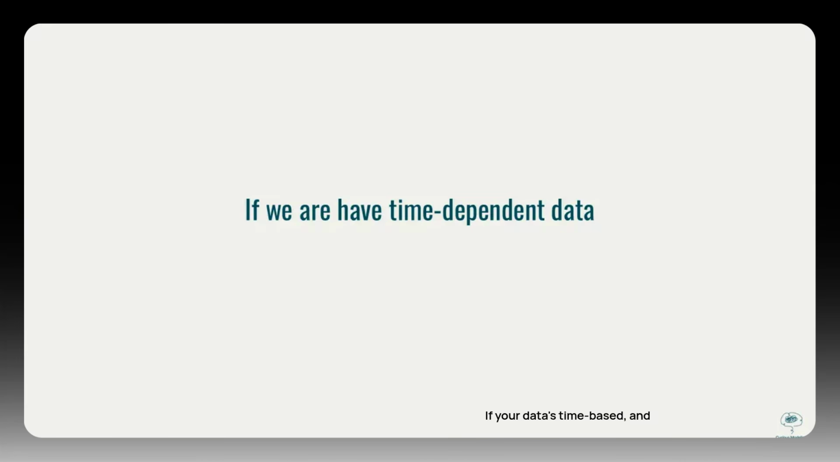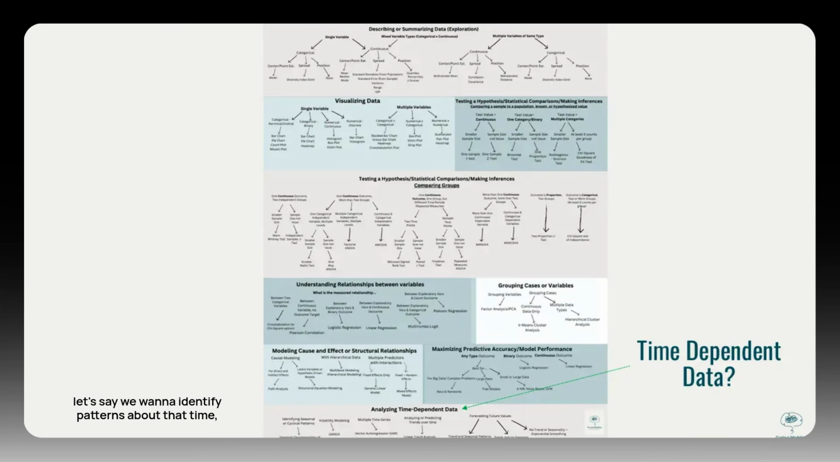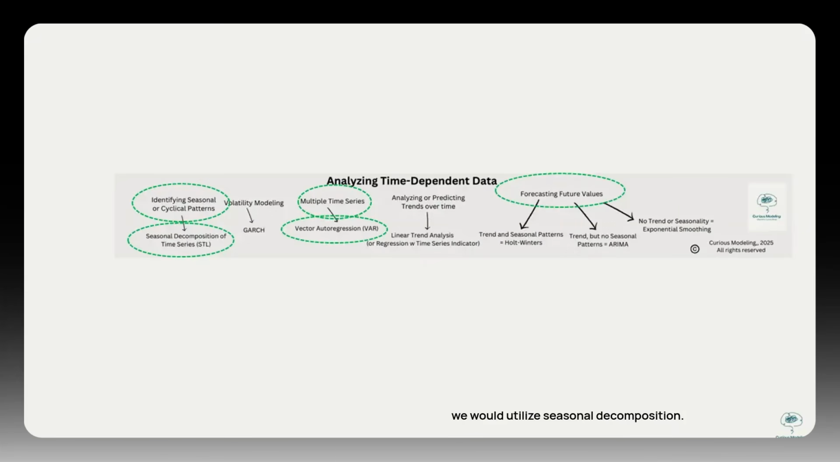If your data is time-based, and let's say we want to identify patterns about that time, we would utilize seasonal decomposition. What if we want to forecast future values? We would look at ARIMA, Holt-Winters, or exponential smoothing. But what if we have multiple time series? This is where we might utilize vector autoregression, VAR.